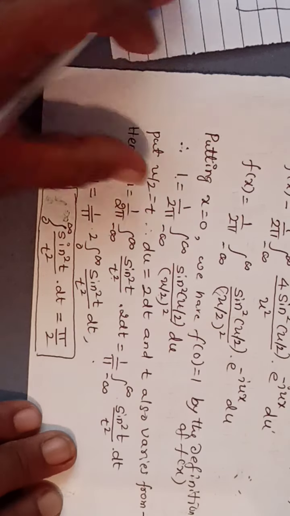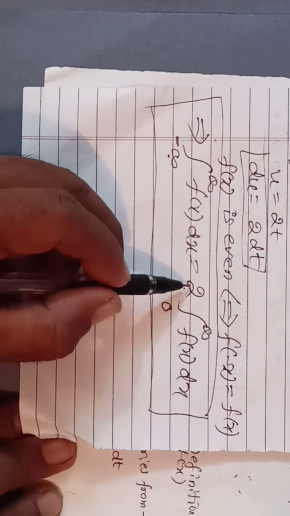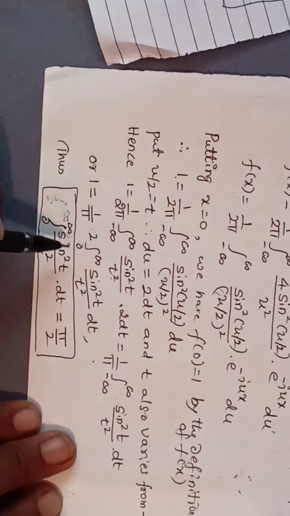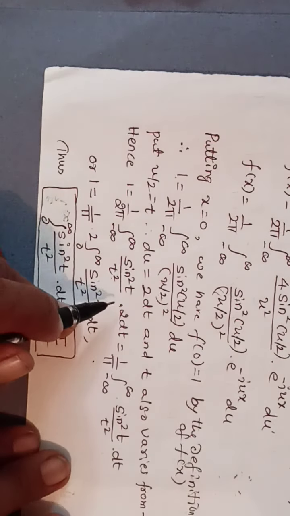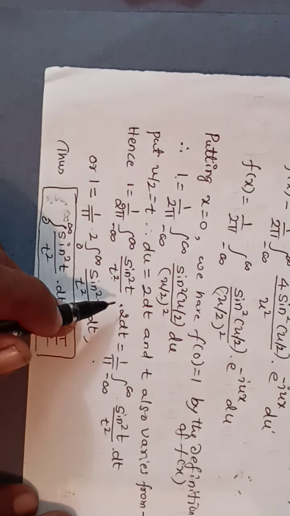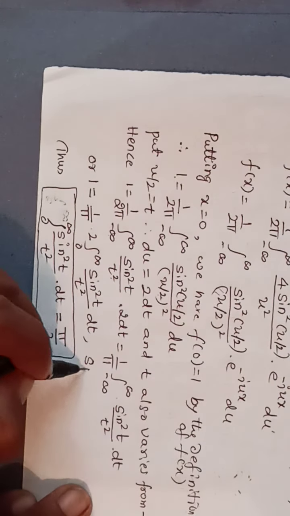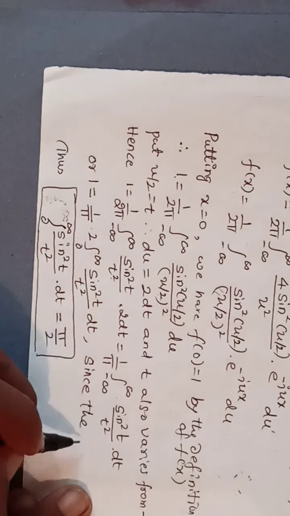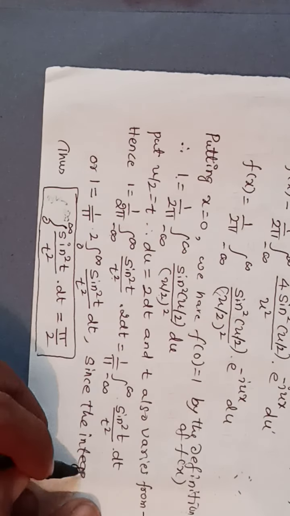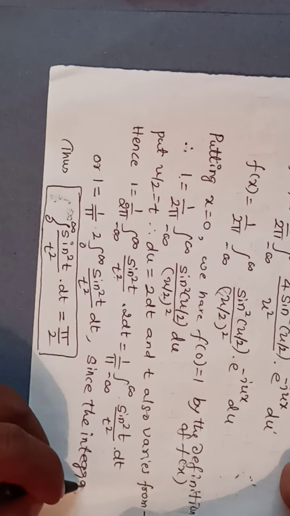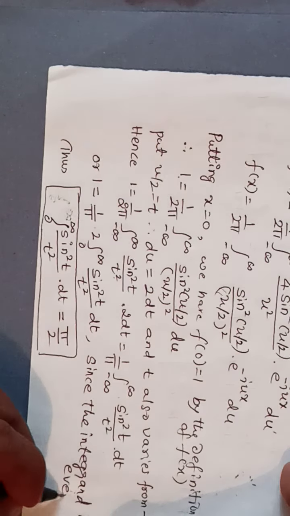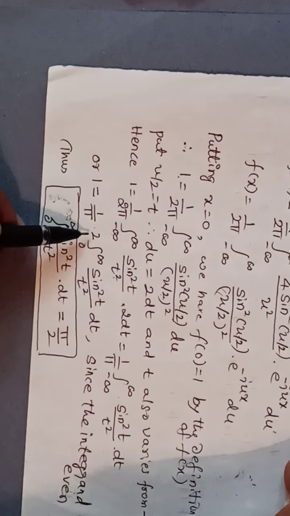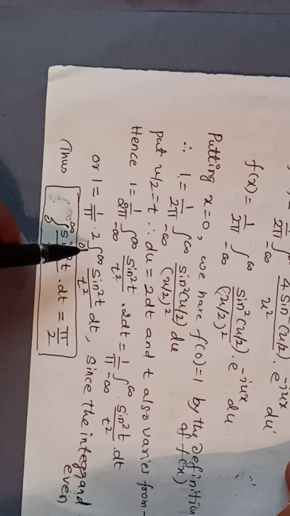So it becomes, according to this one, 2 into integration 0 to infinity sin square t divided by t square dt. So we can simply write here, since the integrand is even, we are going to get this answer.